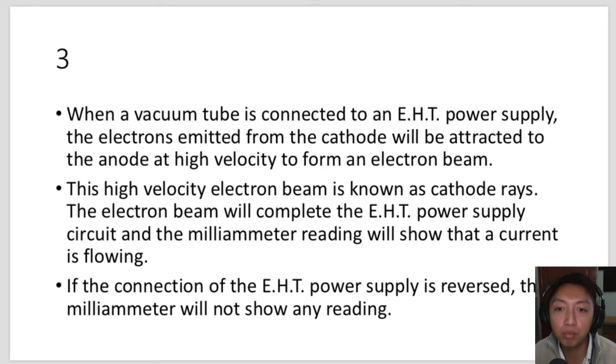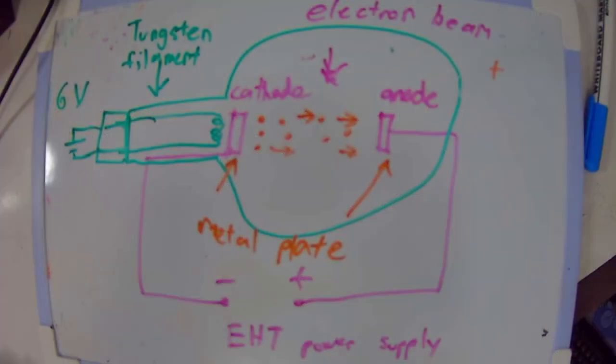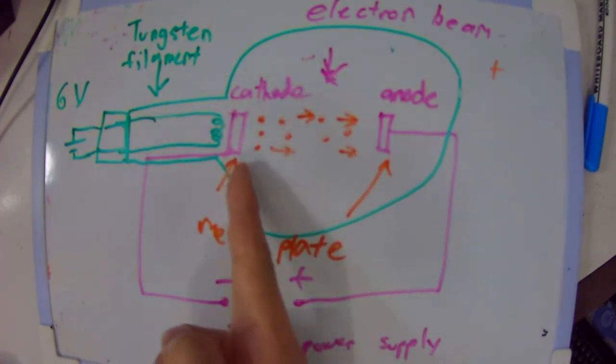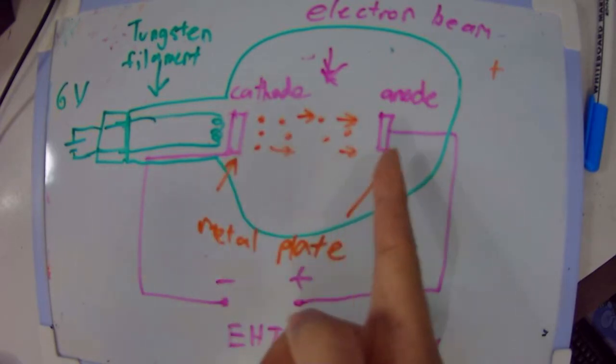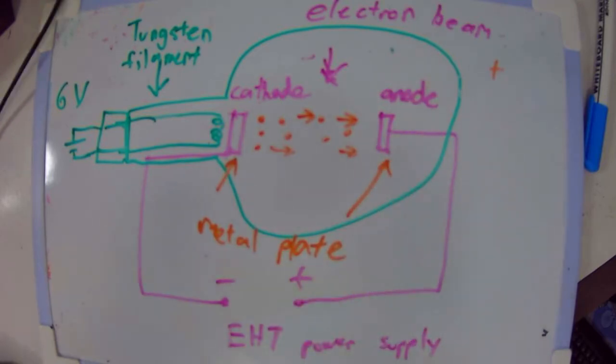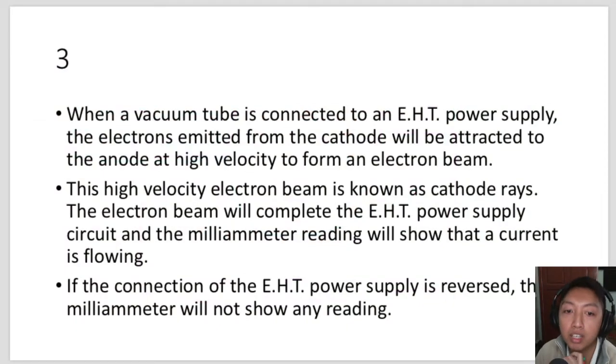So now when a vacuum tube is connected to an EHT power supply, the electrons emitted from the cathode will be attracted to the anode at a high velocity to form an electron beam. That was what I was just talking about. When you connect it to the electricity, the cathode heats up, releases electrons, and creates an electron beam that goes towards the anode. This high velocity electron beam is known as cathode ray.